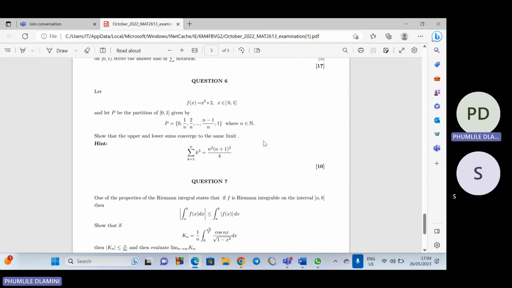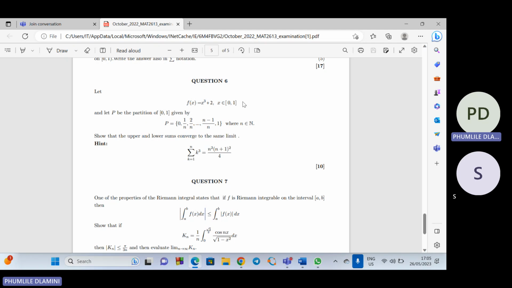Yes. Okay, so we're gonna start with question 6, then we're gonna go backwards. There's something that I just want to tackle per question. In question 6, it says let f of x equal x cubed plus 2, x an element of [0, 1]. Let P be the partition of [0, 1], given that P equals 0, 1 over n, 2 over n, ..., n minus 1 over n, and 1. So this is a partition.